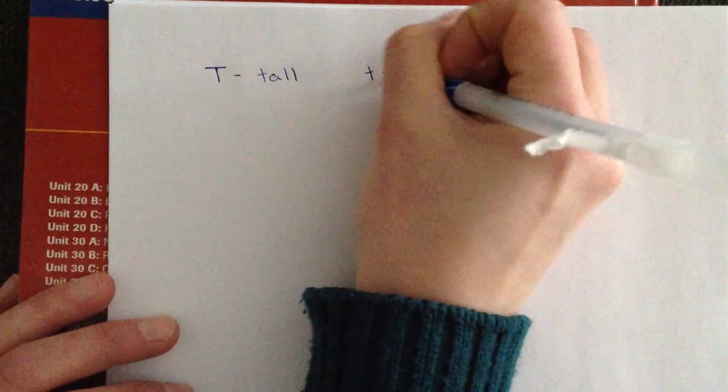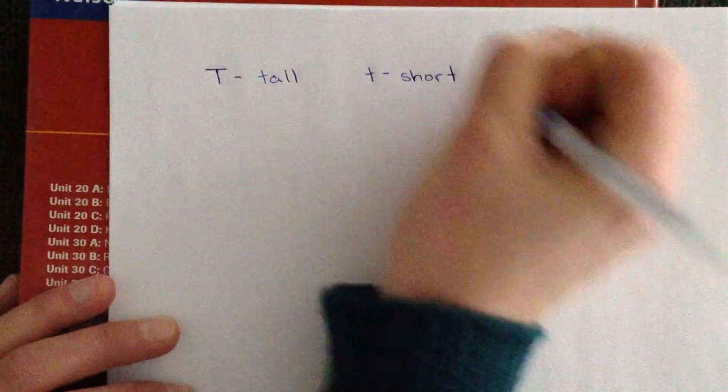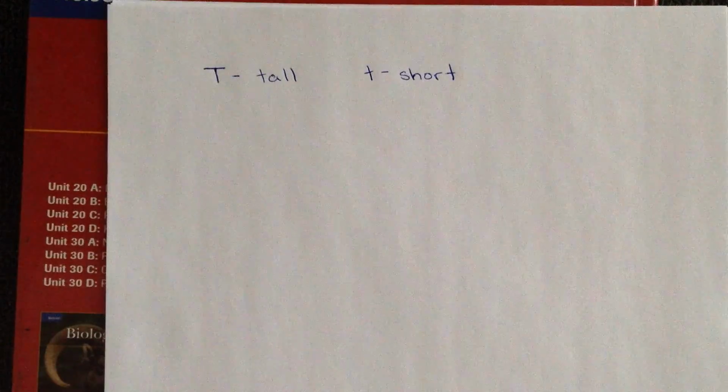Okay, so the first thing that you're always going to do in terms of approaching a question is label the dominant trait with a big letter, and then the recessive trait with a small letter. So let's say we're just going to look at the basic look of our tall plant and our short plant. Okay, so far so good.